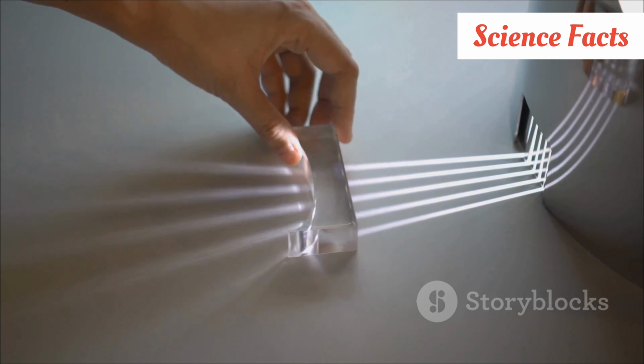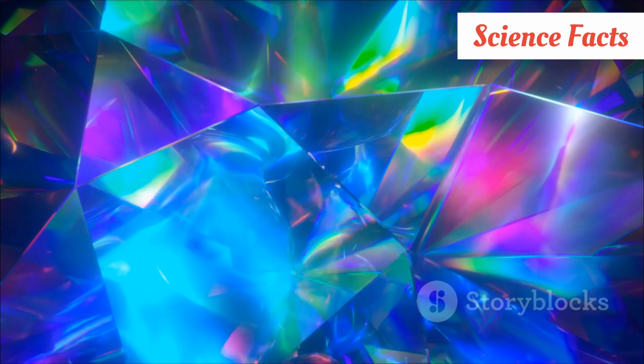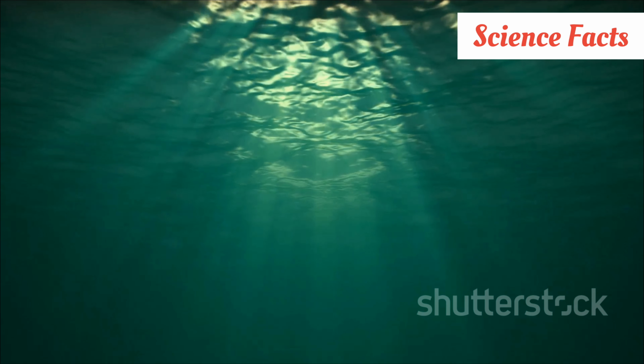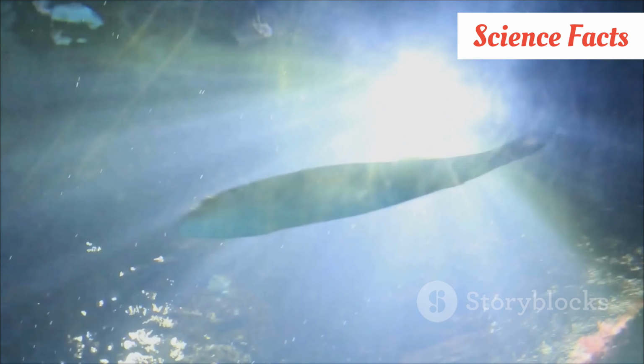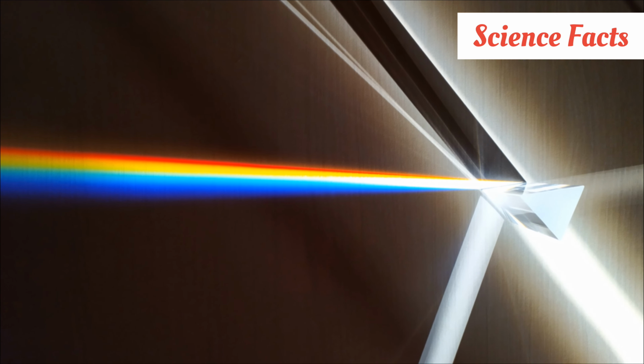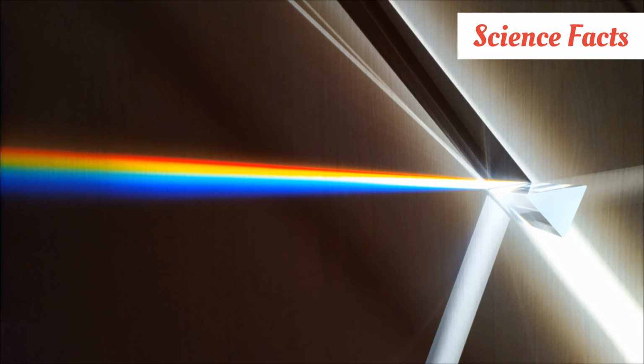Refraction is the bending of light as it passes from one medium to another. Light travels at different speeds in different mediums. For example, light travels slower in water than in air. When light passes from air to water, it slows down and bends towards the normal. The normal is an imaginary line perpendicular to the surface.